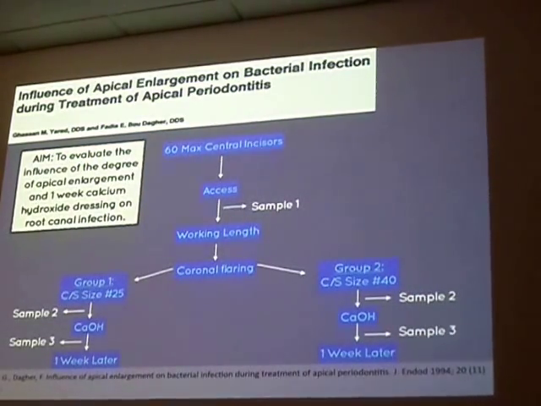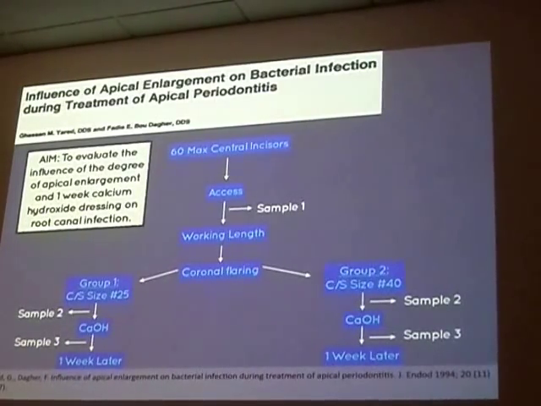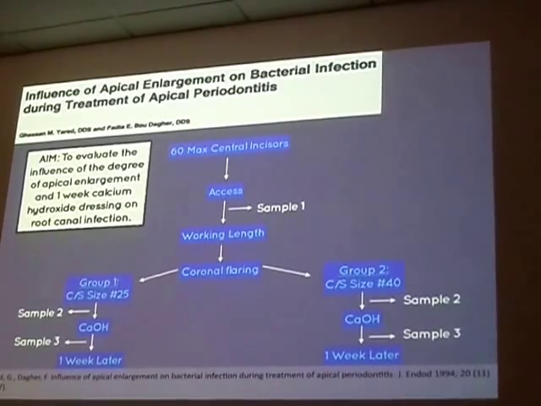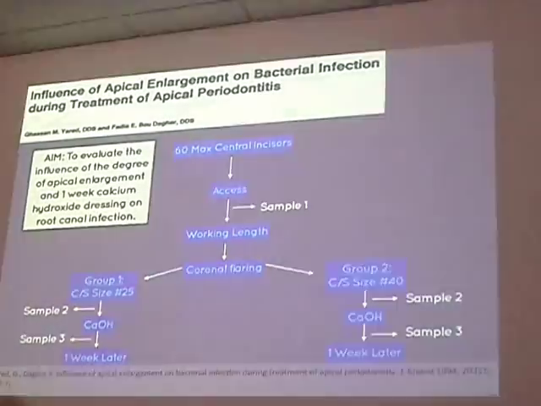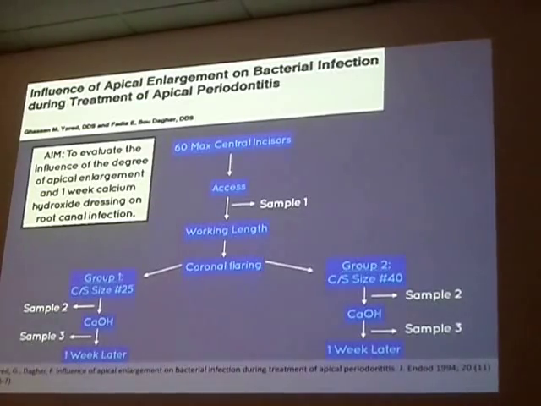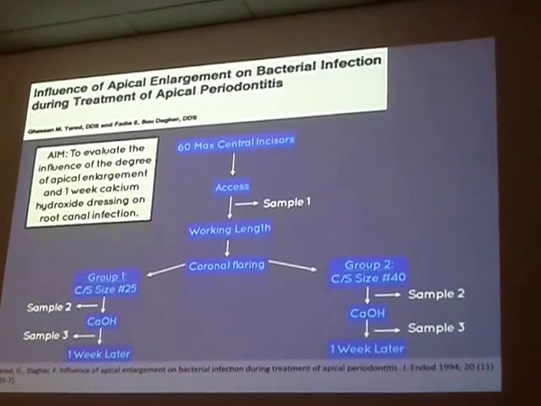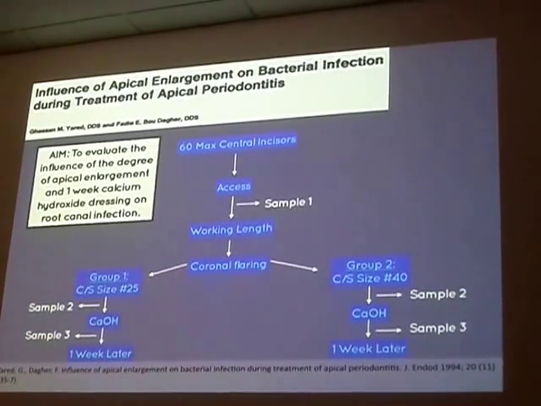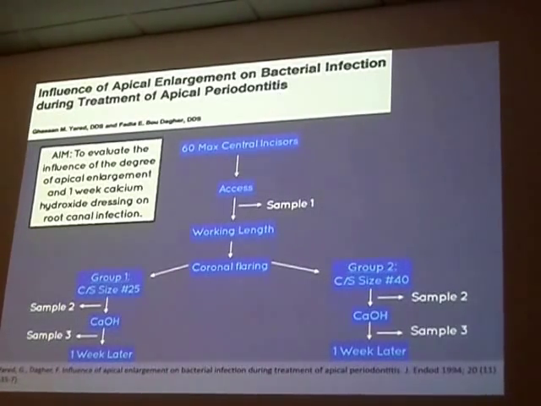So moving on to looking more at actual cleaning and shaping procedures. So in a study by Yared in 1994, he wants to evaluate how the apical enlargement actually affects bacterial removal. So what he does is he takes 60 maxillary central incisors, he accesses them, and he takes his first sample. He cleans and shapes the teeth into two groups. So group 1 is the apical size of 25, and group 2 is an apical size of 40. And he places calcium hydroxide, and then he looks at them 1 week later.